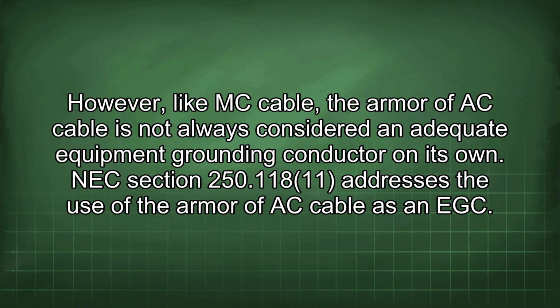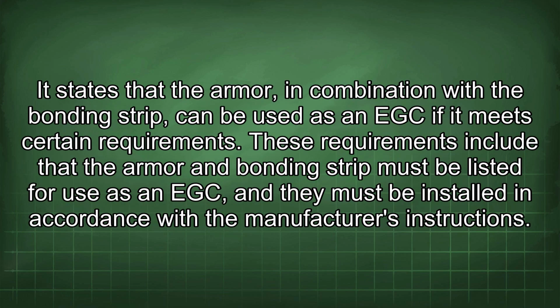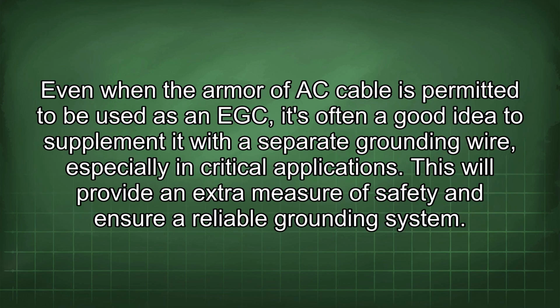NEC Section 250.118(8) addresses the use of the armor of AC cable as an EGC. It states that the armor, in combination with the bonding strip, can be used as an EGC if it meets certain requirements. These requirements include that the armor and bonding strip must be listed for use as an EGC, and they must be installed in accordance with the manufacturer's instructions. Even when the armor of AC cable is permitted to be used as an EGC, it's often a good idea to supplement it with a separate grounding wire, especially in critical applications. This will provide an extra measure of safety and ensure a reliable grounding system.